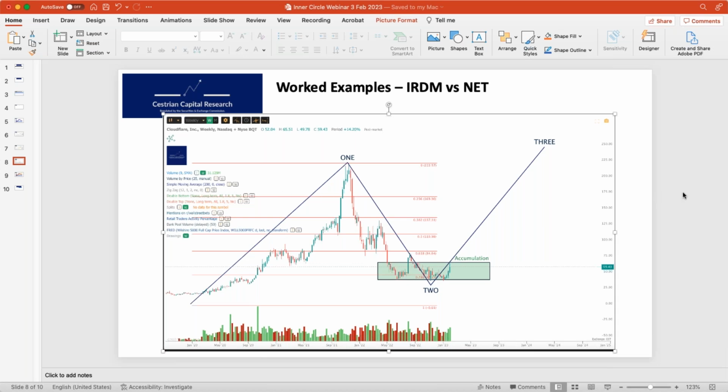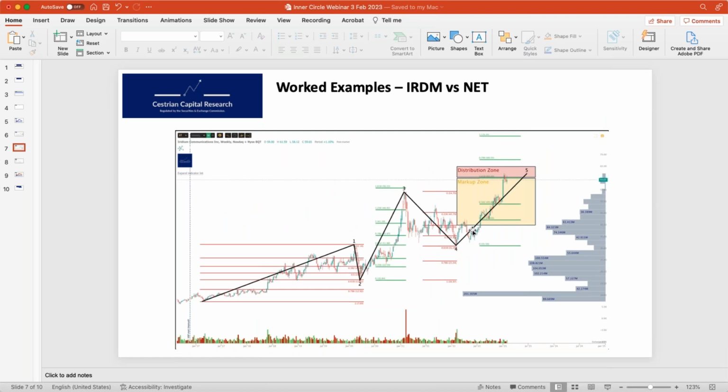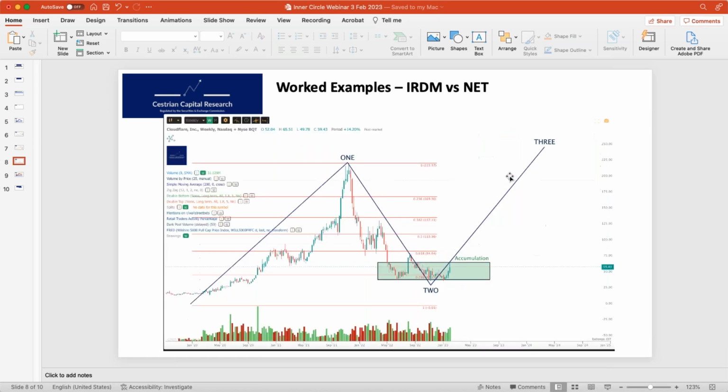Let's go back to Iridium. Iridium was in markup zone through all of 22, and it's entered the distribution zone in early 23. Cloudflare has been in markdown zone all the way through 22, but just entered the accumulation zone. Let me show you this in a live chart. So let's just switch on the volume by price. So what you're looking at here is these gray bars.